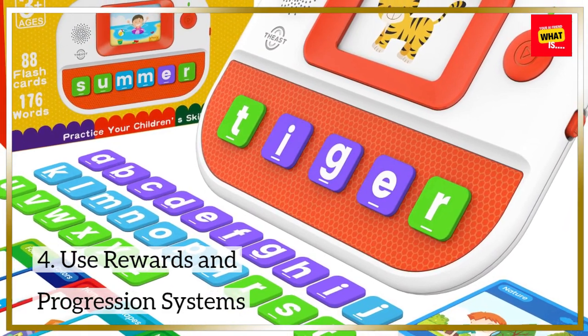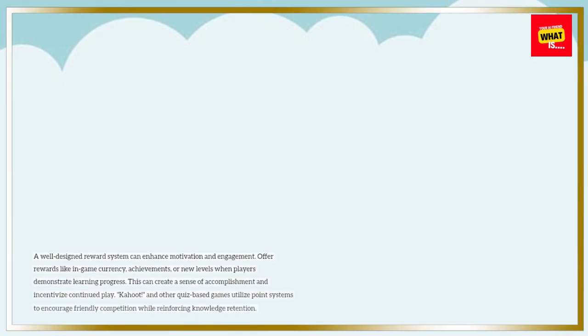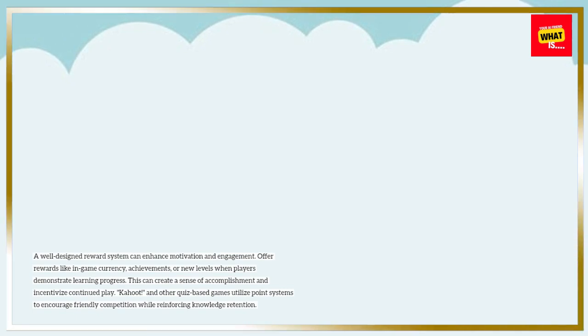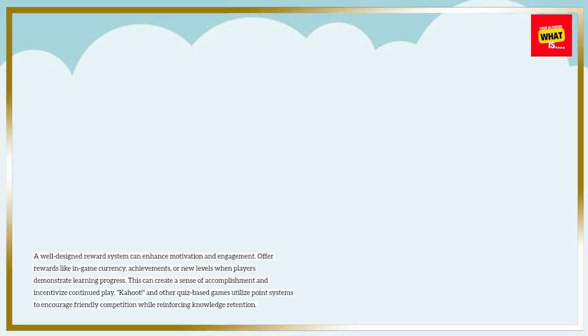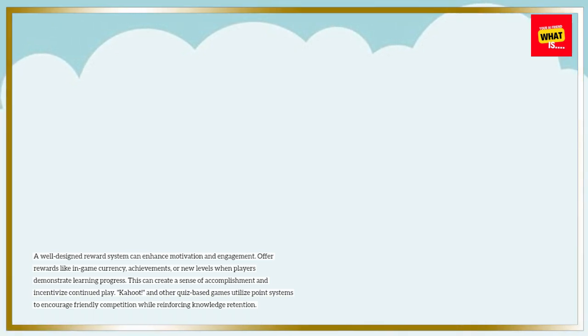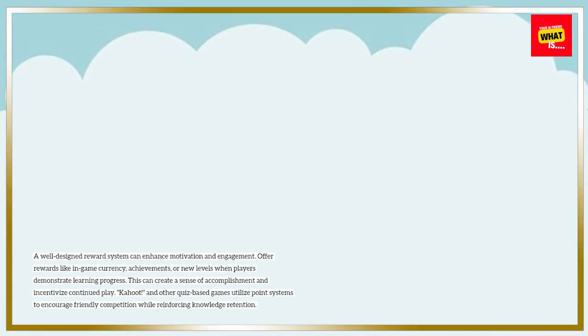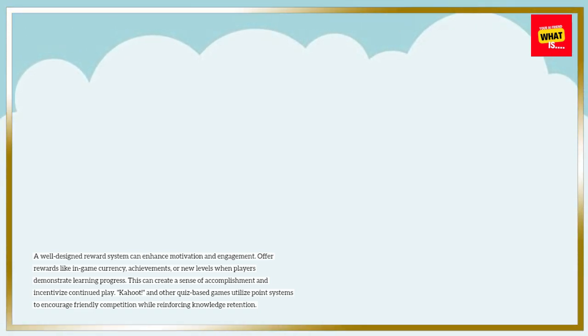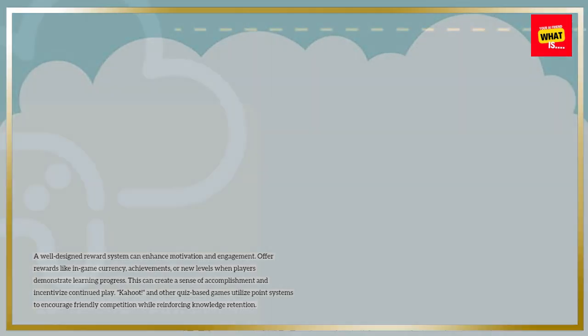4. Use rewards and progression systems. A well-designed reward system can enhance motivation and engagement. Offer rewards like in-game currency, achievements, or new levels when players demonstrate learning progress. This can create a sense of accomplishment and incentivize continued play. Kahoot! and other quiz-based games utilize point systems to encourage friendly competition while reinforcing knowledge retention.